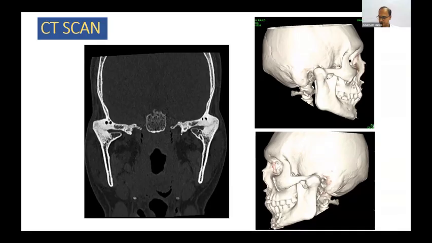And your approach will be? We will use the pre-auricular approach, sir. It would be the same as you would go for a temporomandibular joint ankylosis case, when approaching the TM joint.